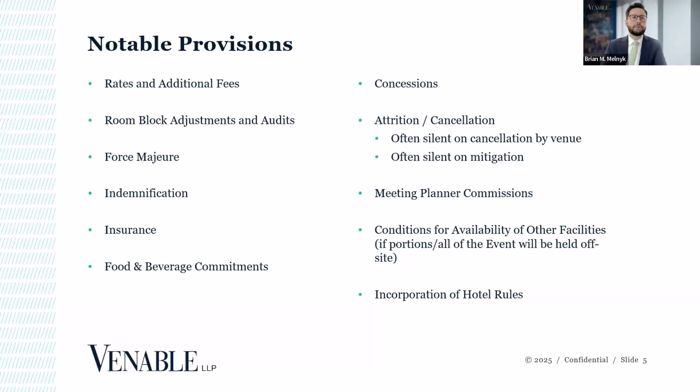The next thing here is room block adjustments and audits. And this is separate but related to attrition, which we'll talk about in more detail later on in this presentation. But with respect to this bullet, I think the big thing to keep in mind is how to maintain flexibility for your organization in light of changing circumstances, changing outlook on how many folks will be attending your event.